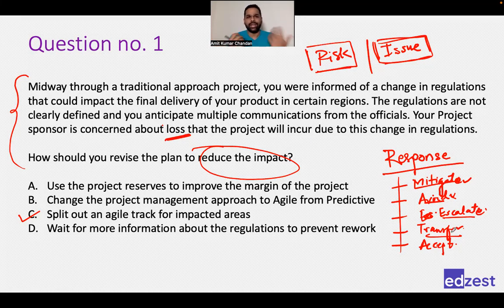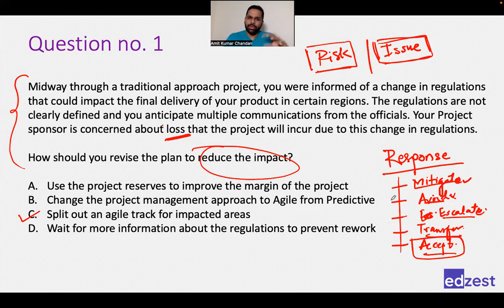That is what they do. They take risks. And accept is for low priority risk, low probability and low impact risk, which might not happen in the project, very less chance that it will happen. So for that, we don't plan a response. Accept is not planning a response, in fact, okay?